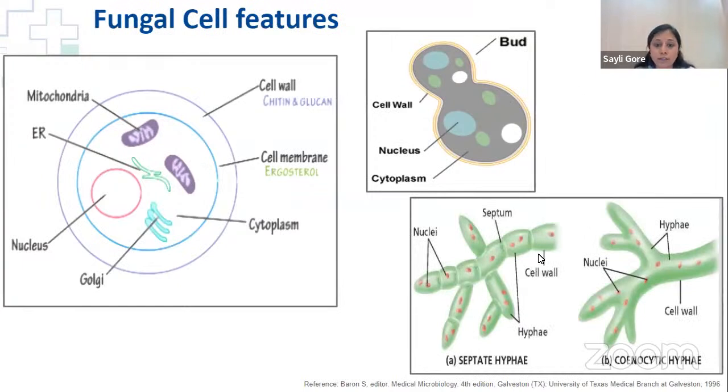And some other fungi appear in the form of hyphae. They have multiple hyphae that form mycelium. There are some hyphae that have cross walls. They are called septate hyphae, and there are some hyphae that do not have cross walls. They are called aseptate or non-septate.